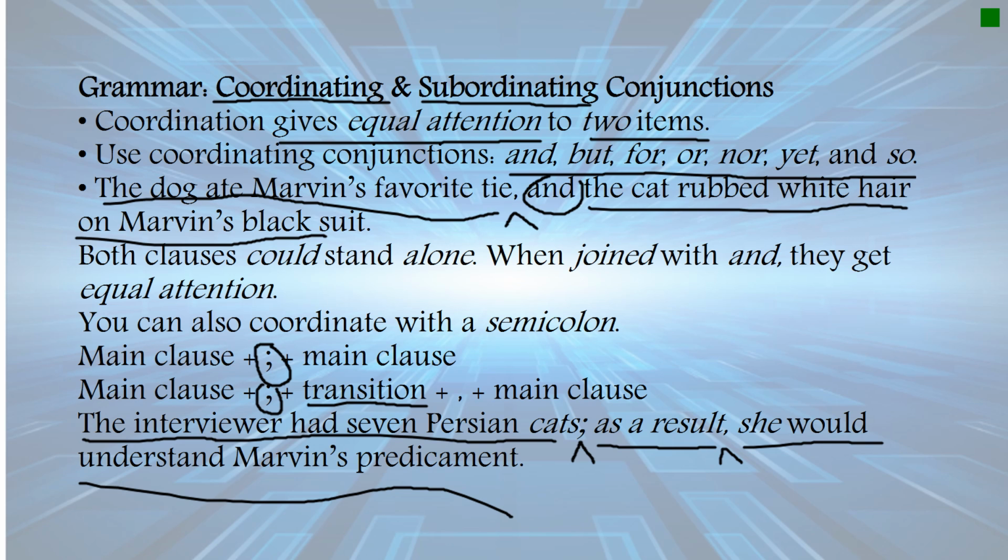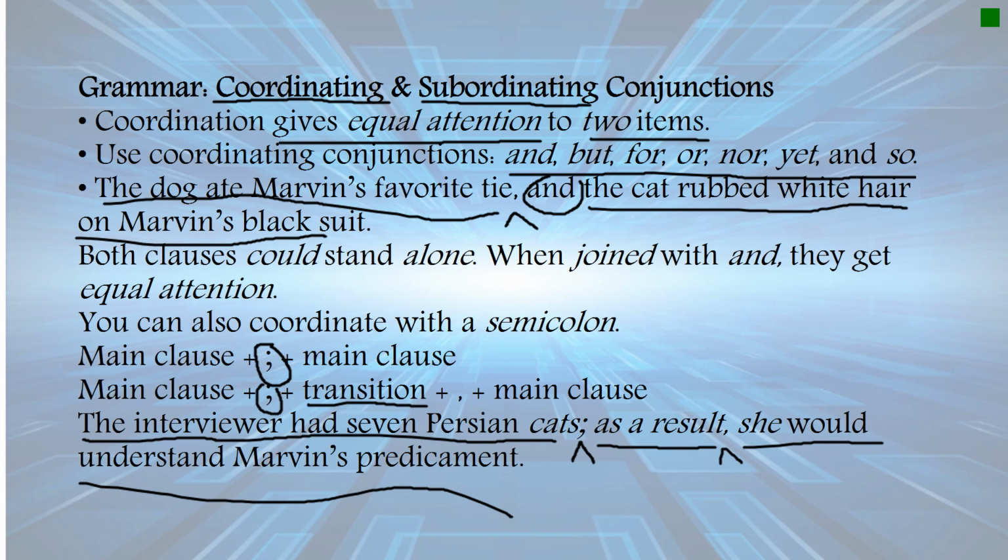This is an example. You have a main clause, then a coordinating conjunction, and then another main clause. Notice we have a comma before the coordinating conjunction. We usually use a comma before the coordinating conjunction if we are combining two main clauses or two complete ideas.